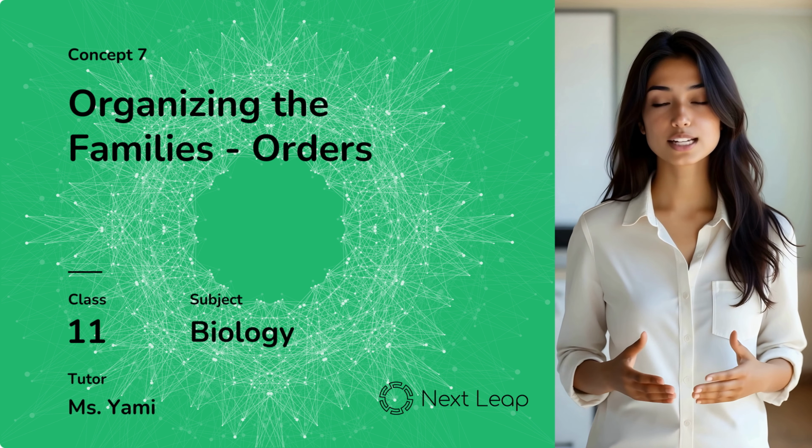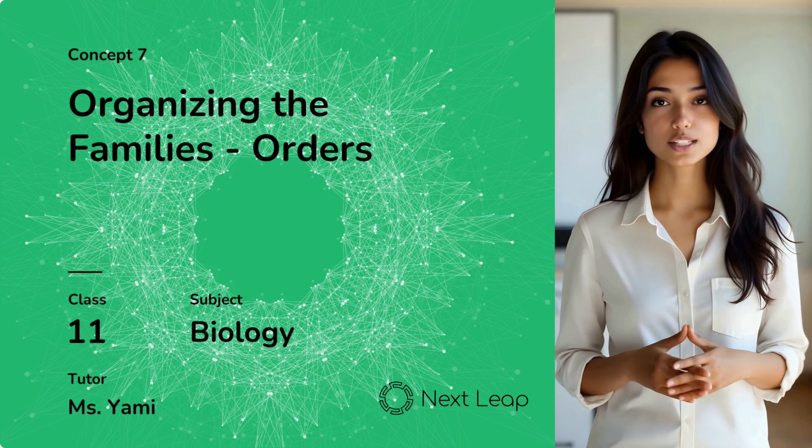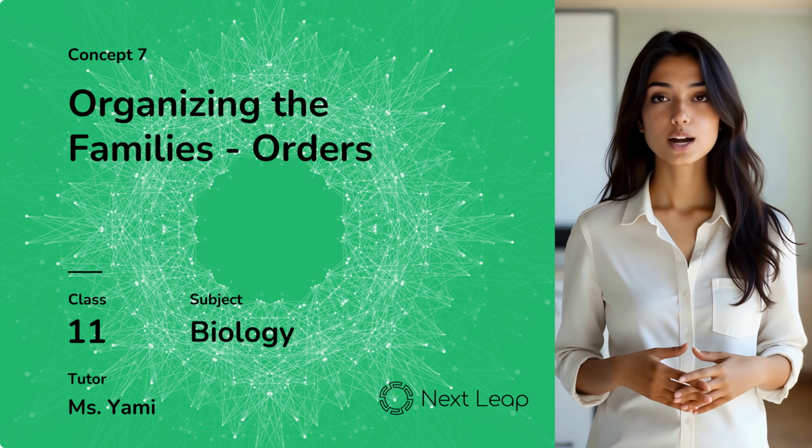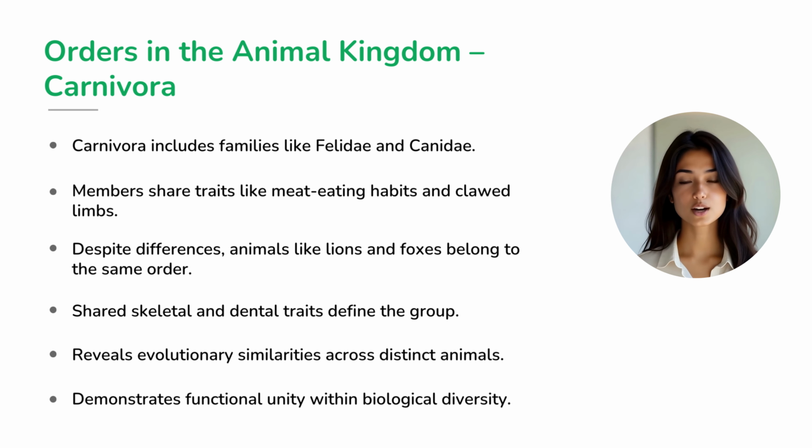This level helps scientists organize the vast diversity of life, offering a broader yet precise understanding of biological relationships. Consider the animal order Carnivora. It includes families like Felidae, which has cats, lions, and tigers, and Canidae, which has dogs, wolves, and foxes.